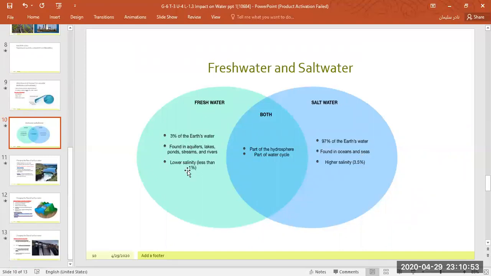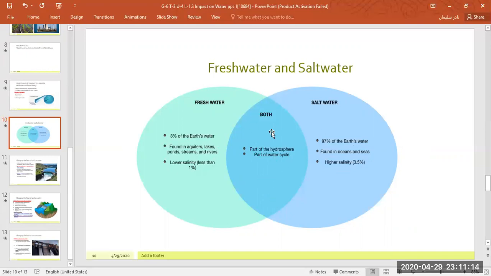Fresh water is with low salinity, as we talked at the beginning. Salinity is the amount of salt within the water. It's less than 1%, but salt water is with higher salinity, with more than 3.5%.